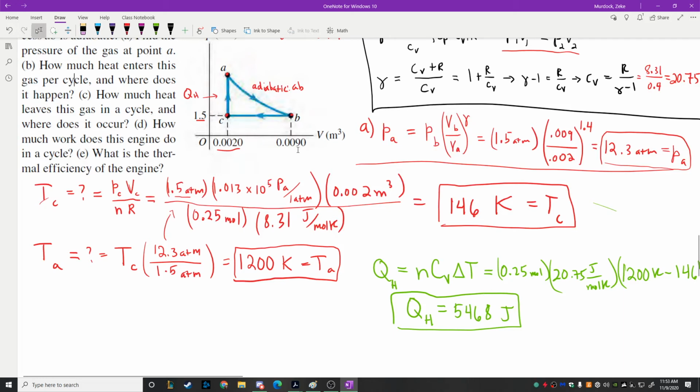Okay, so that's our answer for part B. Had to do a little bit of preliminary calculations to figure that out. We need to know the temperatures. We also had to convert gamma into CV. So don't forget how to do this, because I'm sure it'll show up in your homework.